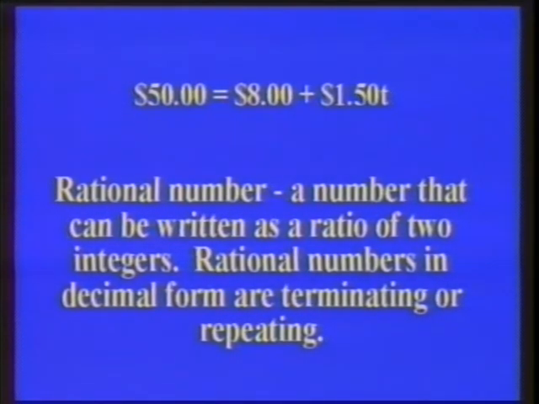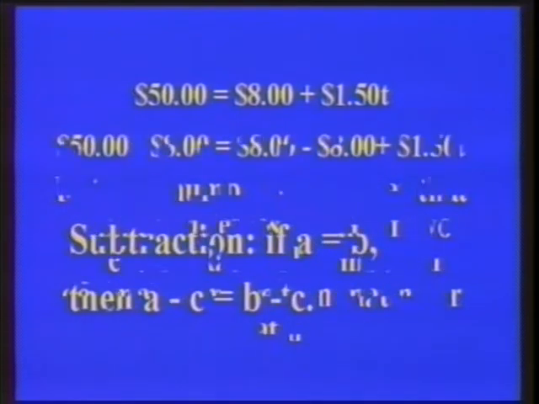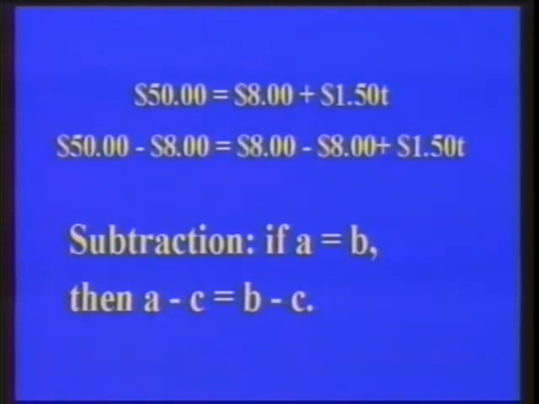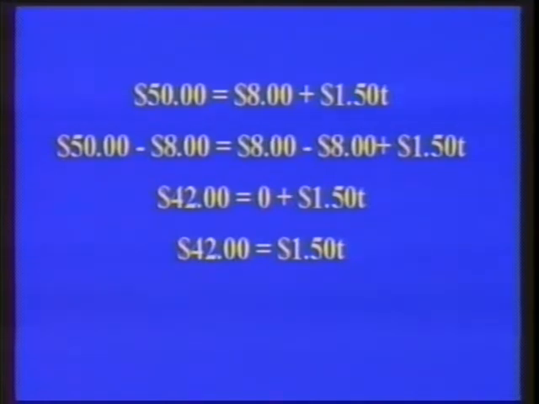Let's use this time also to discuss a few other algebra concepts, such as subtraction. The law of subtraction says if A equals B, then A minus C is equal to B minus C. We did the same thing with our equations. A would be the $50, C would be the $8, B would be our $1.50T. Therefore, $50 minus $8 can equal the 1.50T, resulting from our original equation. The result of that would be the $42 equaling 1.50T.